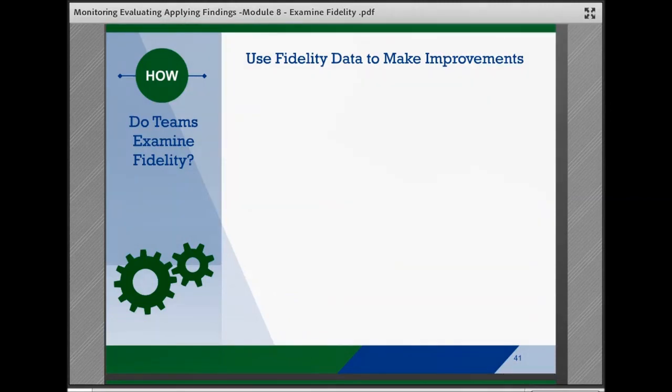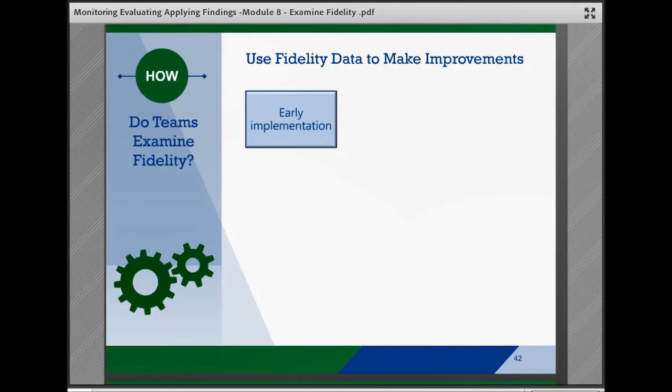Agencies should collect and monitor fidelity data over time to support ongoing monitoring and continuous improvement efforts. And it's important for teams to approach fidelity not as a tool to gauge performance compliance, but a tool to develop and improve the agency's ability to implement effectively.